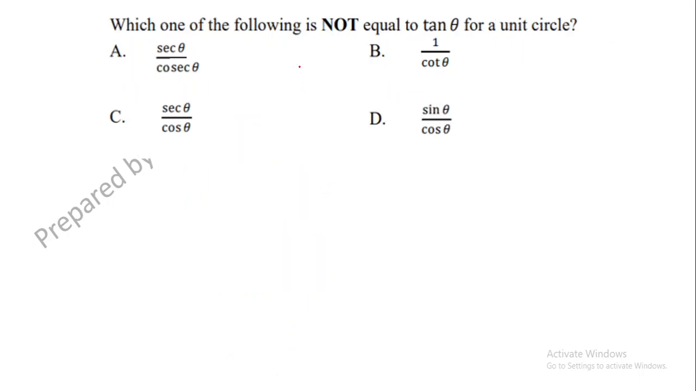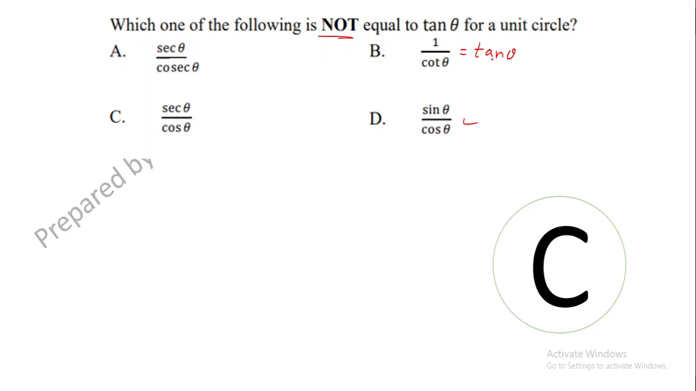Which one of the following is not equal to tan theta for a unit circle? So tan theta, which one is not equal to it? Yes, this is equal: 1 over cot, sine over cos, sine over secant, and all these values you can check. From here we come to know that secant theta over cos theta is not equal to tan theta. Why? Because 1 over cot theta, definitely this is equal to tan theta, because if cot goes there, it will become the reciprocal. Also sine over cos theta.